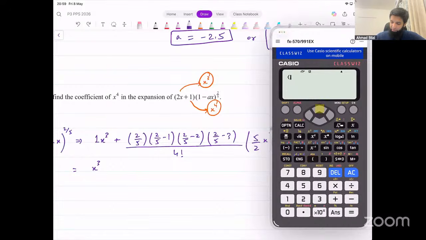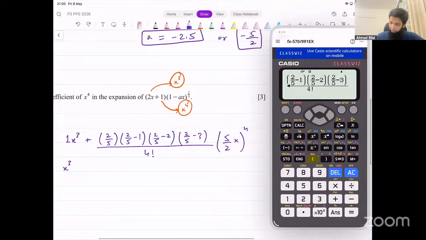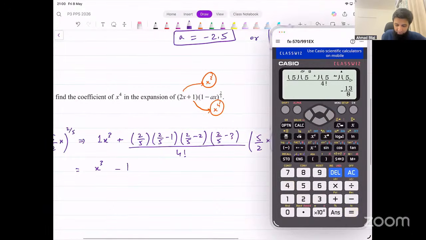So I did some part of it before. It is 2 over 5 and 2 over 5 minus 1 and 2 over 5 minus 2. Now we add 2 over 5 minus 3 to this. And then in the denominator, we have 4 factorial, which is 24, multiplied by 5 over 2 whole raised to power 4. Please confirm this calculation as well. I'm getting minus 13 over 8 from this. Minus 13 over 8x power 4.